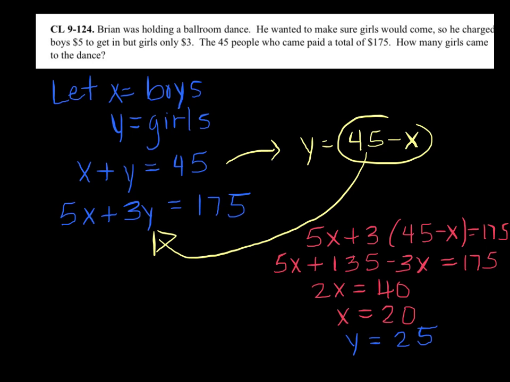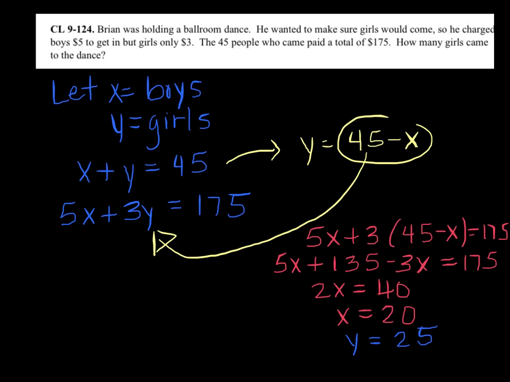In problem 9.124, you could let x stand for boys and y stand for the number of girls. You know that all together 45 people went, so when you combine them, x plus y is equal to 45. But unfortunately, the boys had to pay $5, the girls only had to pay $3. So when you combine those up, the total money is $175. You could solve this using a system.